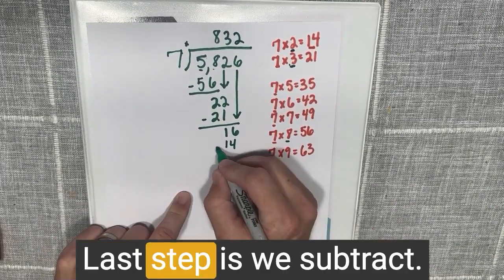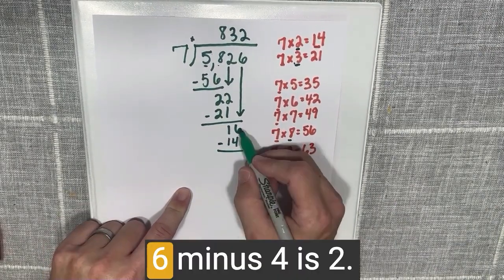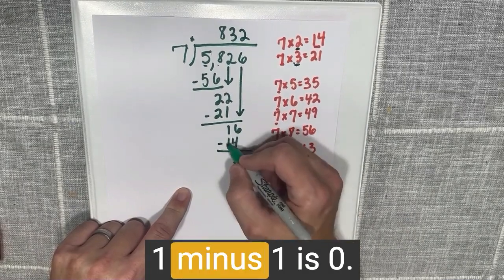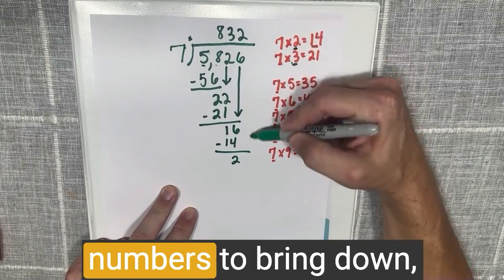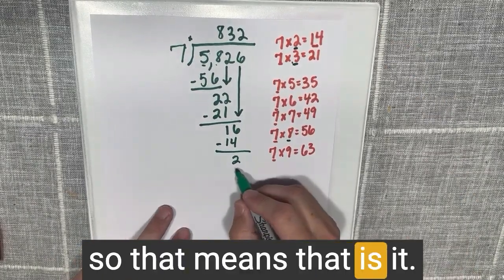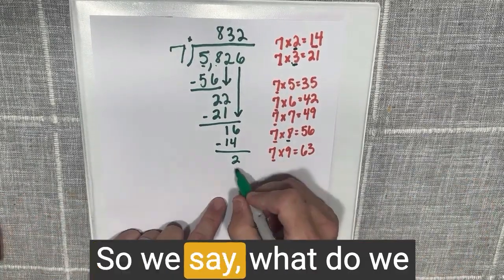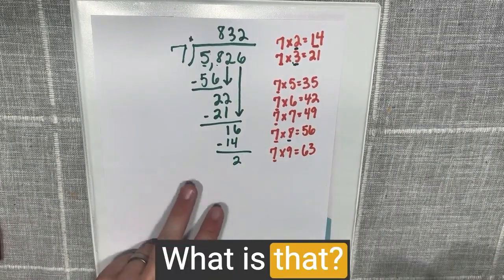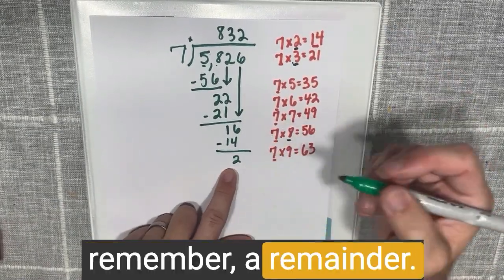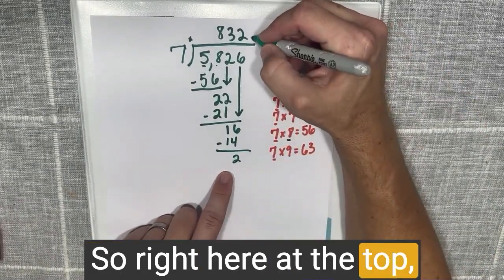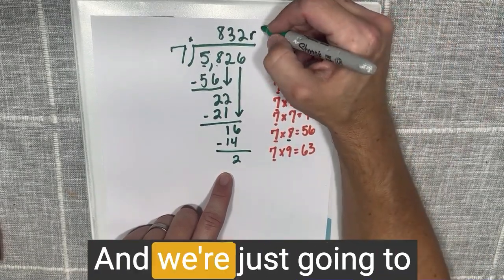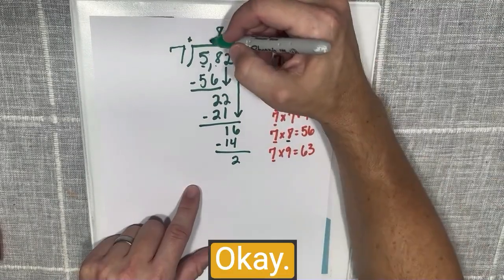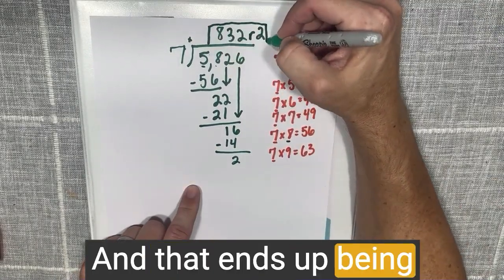Okay. Last step is we subtract. 6 minus 4 is 2. 1 minus 1 is 0. Don't have to write it. And look, remember, there's no other numbers to bring down. So that means that is it. That is it. So we say, what do we do with this 2 here? What is that? That is what we call, remember, a remainder. So right here at the top, I'm going to put an R. You can put a little R here. So I'm going to write a big R. And we're just going to put a remainder of 2. Okay. And that ends up being your final answer.